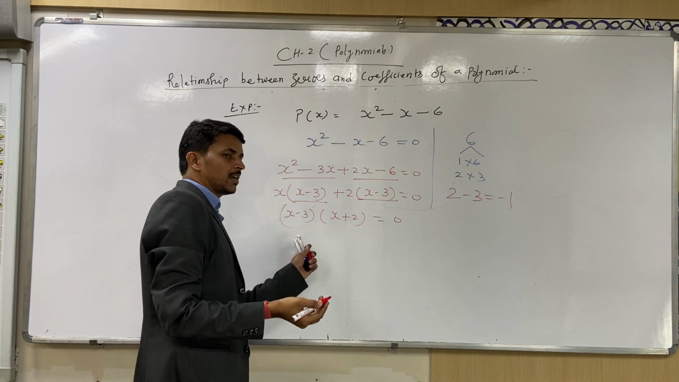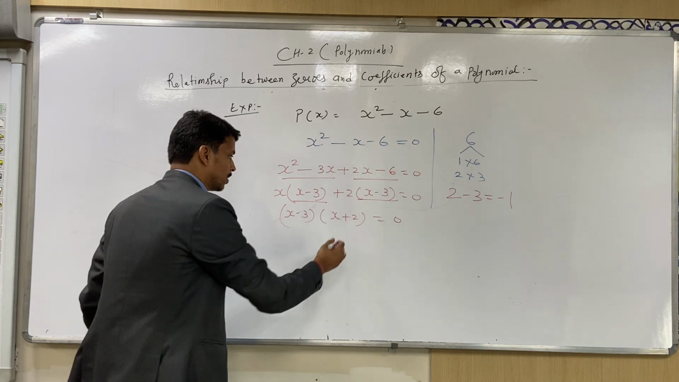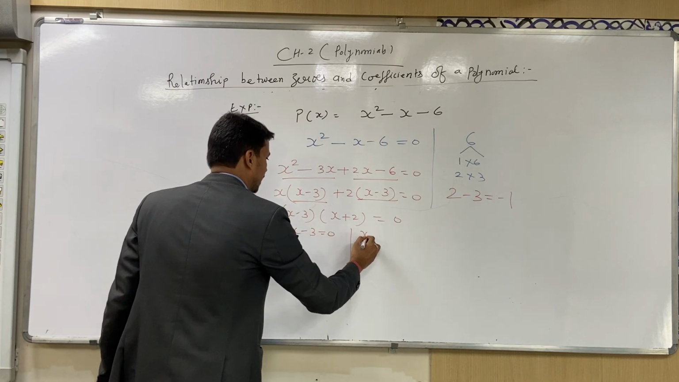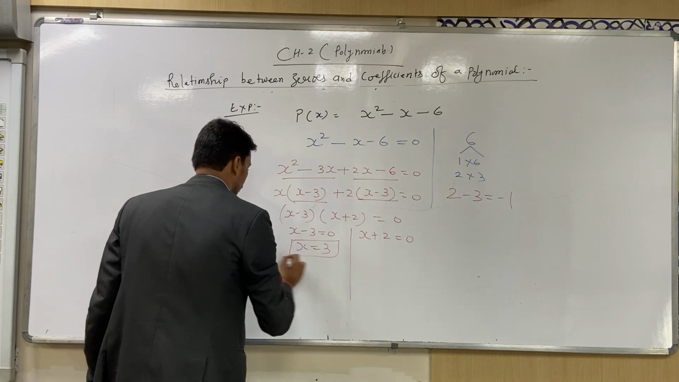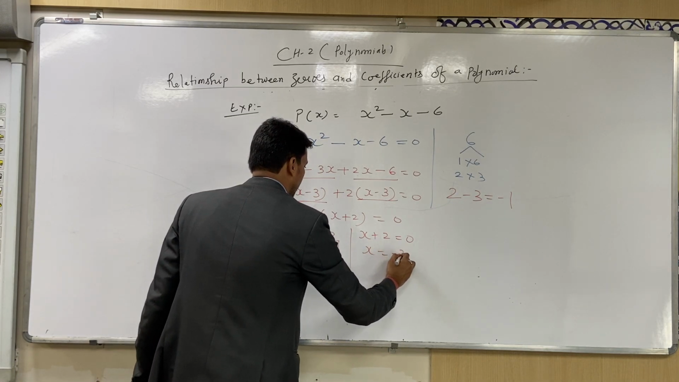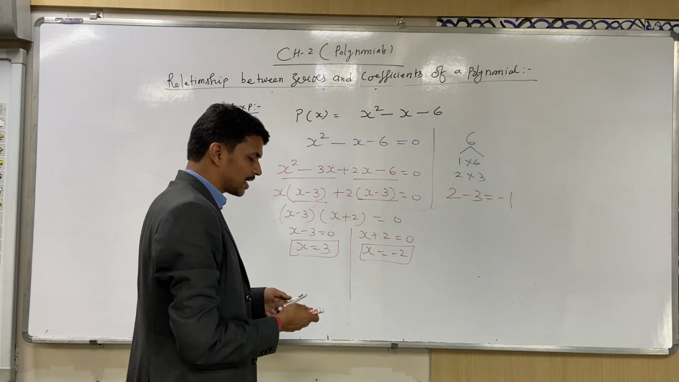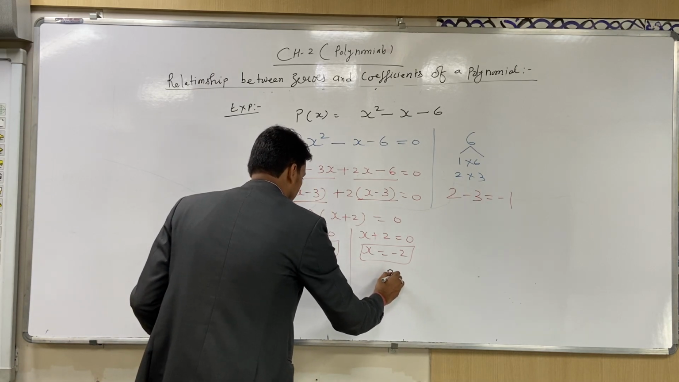As we know, if the product of two numbers is equal to 0, it means either one has to be equal to 0. So first one, that is x minus 3 is equal to 0, or x plus 2 is equal to 0. So x will be equal to 3, this is the first zero, and x will be equal to minus 2, the second zero. We can mark any one as alpha and beta, it's our choice. Let me mark this as alpha and this as beta.